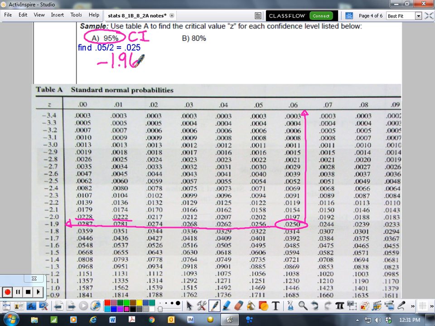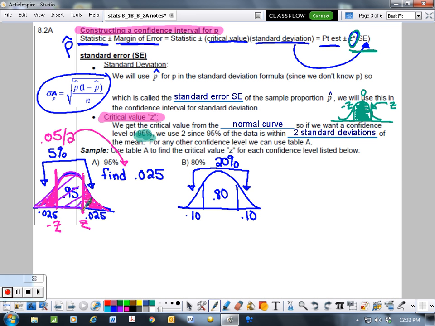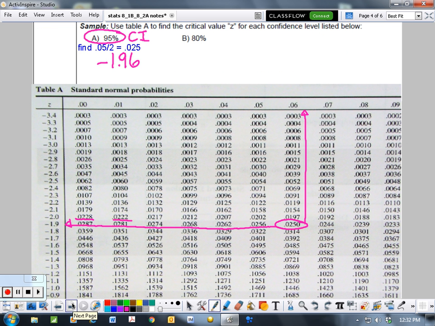But because of how our z-score works, that could be this z or this negative z. So when we're talking about this critical value, it doesn't matter what sign we get, we just turn it positive. Because as we work it out mathematically, it really doesn't matter if it's positive or negative, it will give us the same answer in the end.